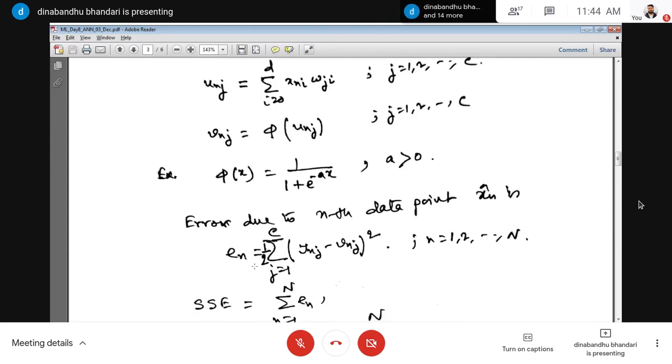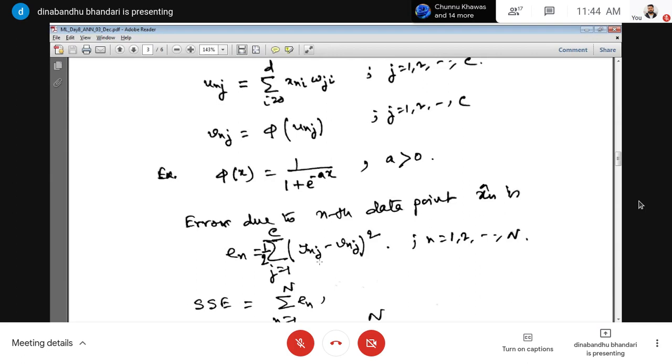There is no mandatory reason, it is not mandatory to add this half. But if you add this half, then it would be convenient later. When we differentiate, these two will come so that we can cancel out. That is the only reason.